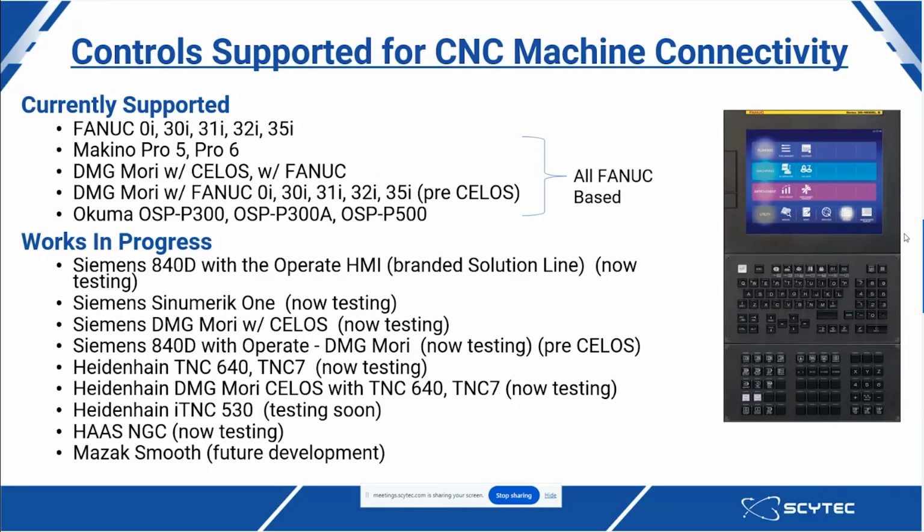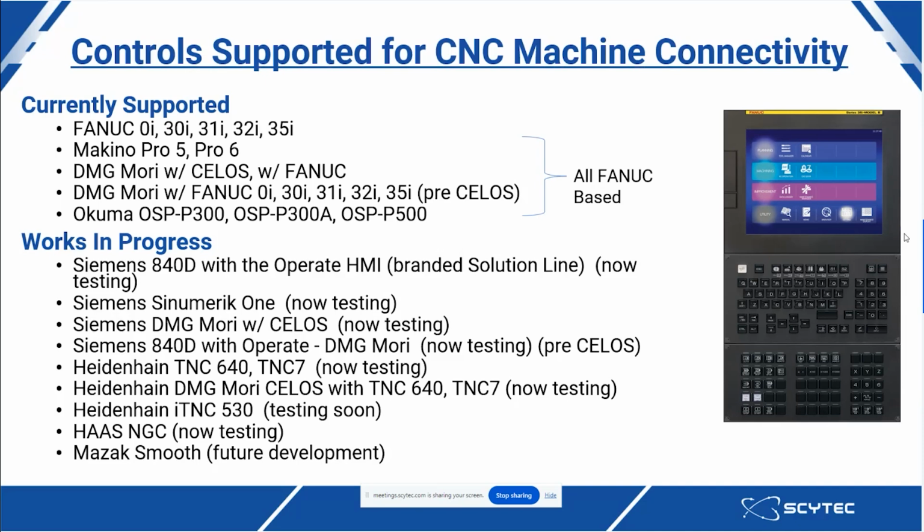And as of right now, we have quite a few different machine control types that are supported, including the FANUC i series, which consists of the 0, 30, 31, 32, and 35i, as well as the Makino Pro 5 and 6. Some DMG control types, as well as the Okuma OSP 300 and 500 series.